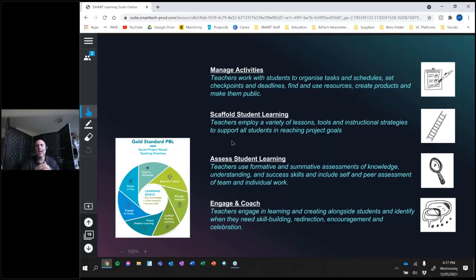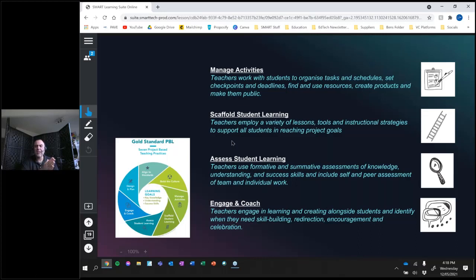That's really important. And find resources, create products and make them public. So we need to have an end product and an end date. So having those timelines and managing those activities is really, really important. And you need to plan how you are going to approach that, and how you're going to teach the students that. Scaffolding student learning is another important part.